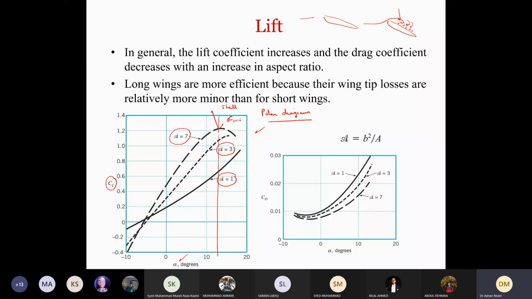Now, as far as aspect ratio is concerned, you can clearly see that for aspect ratio of 1, the lift force is less as compared to aspect ratio 3, which is less as compared to aspect ratio equal to 7. So as we increase the aspect ratio, the lift coefficient is also increasing. Any idea why this happens? Anyone? Any idea why when we increase the aspect ratio, the lift force increases?